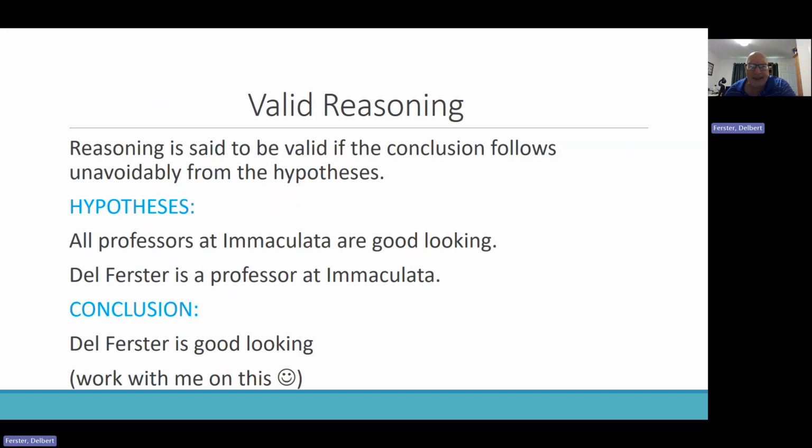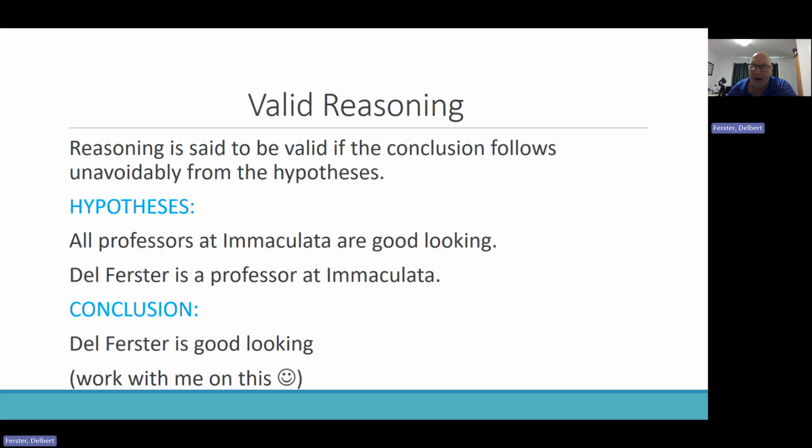All right, some valid reasoning. So you accept some hypotheses and you try to decide if the conclusion is valid based on accepting those hypotheses as being true. So the hypotheses for this example say all professors at Immaculata are good looking, and Del Furster is a professor at Immaculata. So we are agreeing to accept those two statements as true. The question then is, is it valid to conclude that Del Furster is good looking?